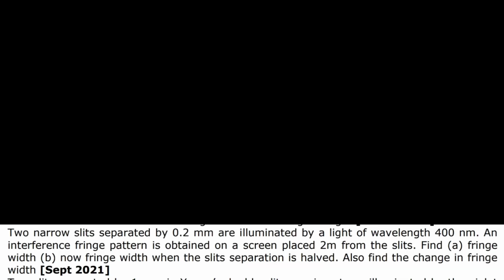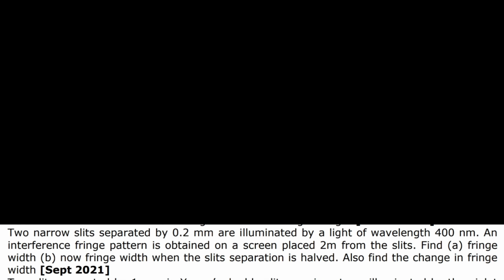Okay, dear students, we got the question like this. Two narrow slits separated by 0.2 millimeter are illuminated by a light of wavelength 400 nanometer. An interference fringe pattern is obtained on a screen placed 2 meter from the slits. Find, first one, the fringe width.